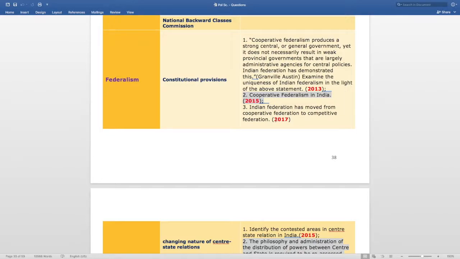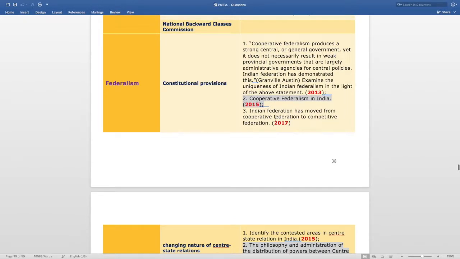The questions from these sections are: cooperative federalism produces a strong central or general government. It doesn't necessarily result in weak provincial governments that are largely administrative agencies for central policies. Indian Federation has demonstrated this. Granville Austin. Examine the uniqueness of Indian federalism in the light of the above statement. This question is asked in 2013.